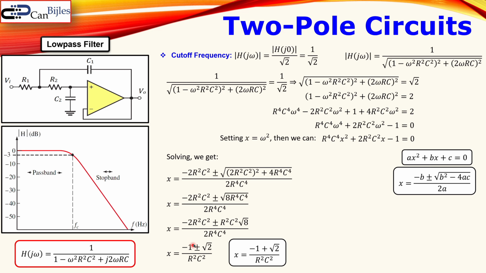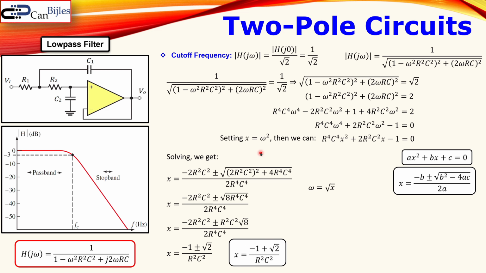Why? Because if you have a solution which is a negative value for x, then this is impossible to fulfill because the omega squared cannot be made negative. So if you square the omega, that will be always positive. So it means your x will be also positive. So the solution with -1 minus the square root of 2 over this r squared c squared is not valid, which is then only valid solution is this one, and this part is positive.